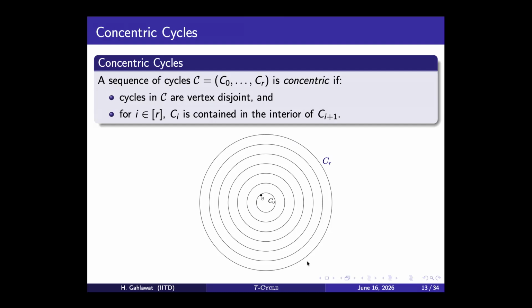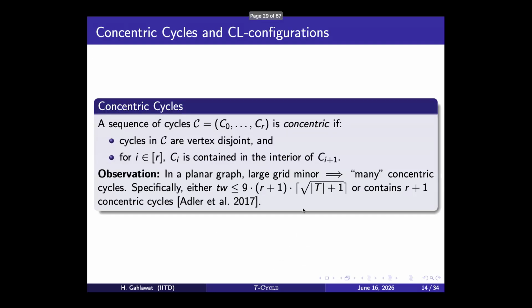Okay. Now, it's a simple definition. There's one cycle inside another. And if you have a very large grid minor, you have a set of concentric cycles. You take the outermost cycle of the grid and so on. And it's not very difficult to see that this bound is in fact linear. And now the point is that if you have a very large grid minor, and this depends on the number of terminals, then you contain a very large set of concentric cycles.